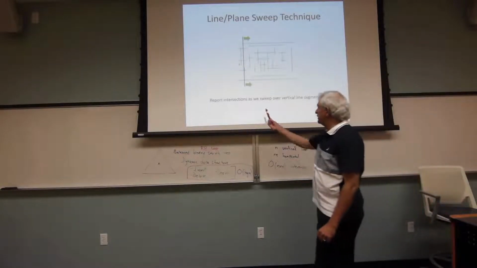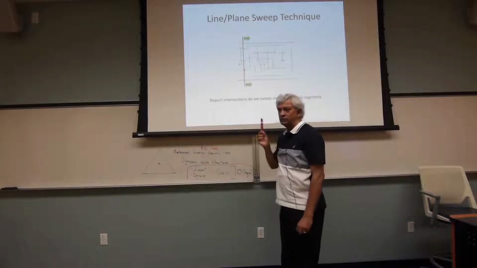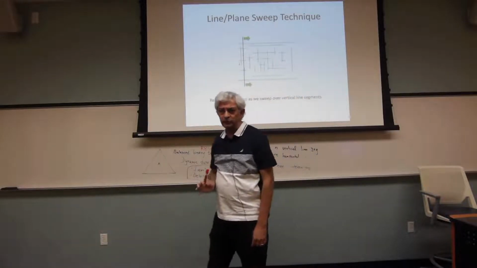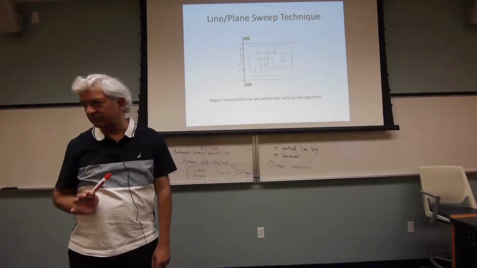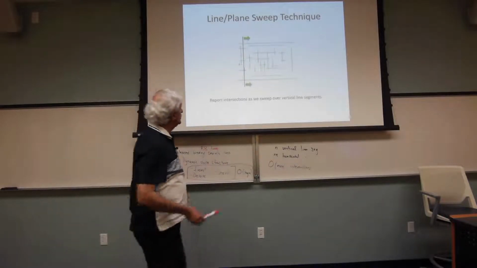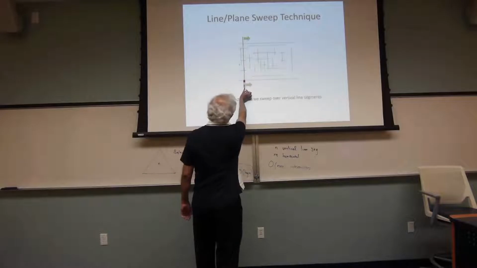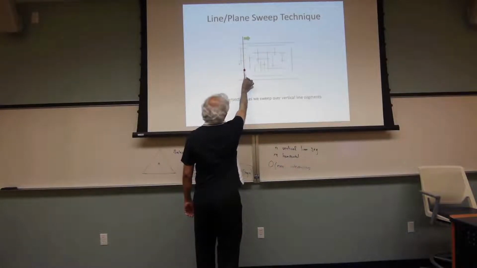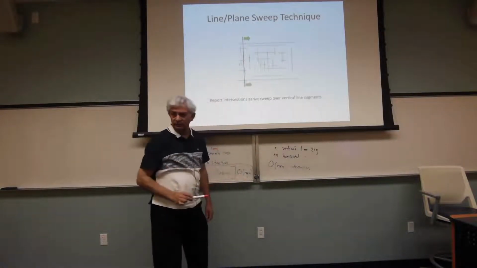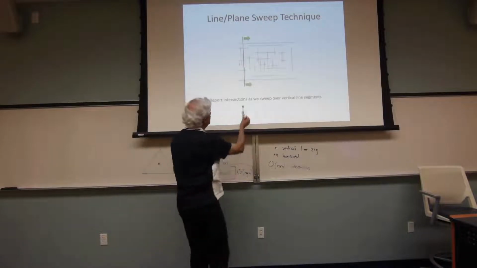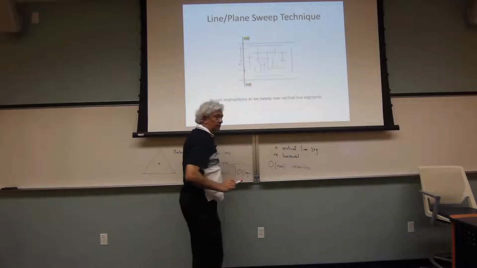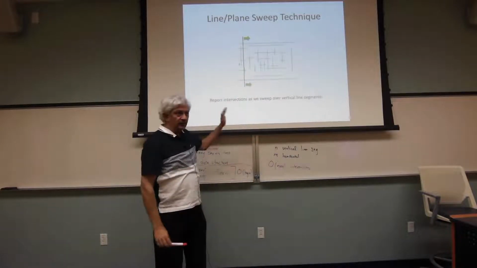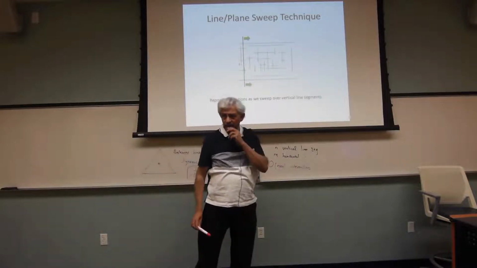So this vertical line segment is going to do the job of making sure that as it crosses an intersection, it reports it if one exists. So if it goes past this point, it should report that particular intersection. And then when it goes even further, when it comes here, it should report that particular intersection. And that's its job. Okay?